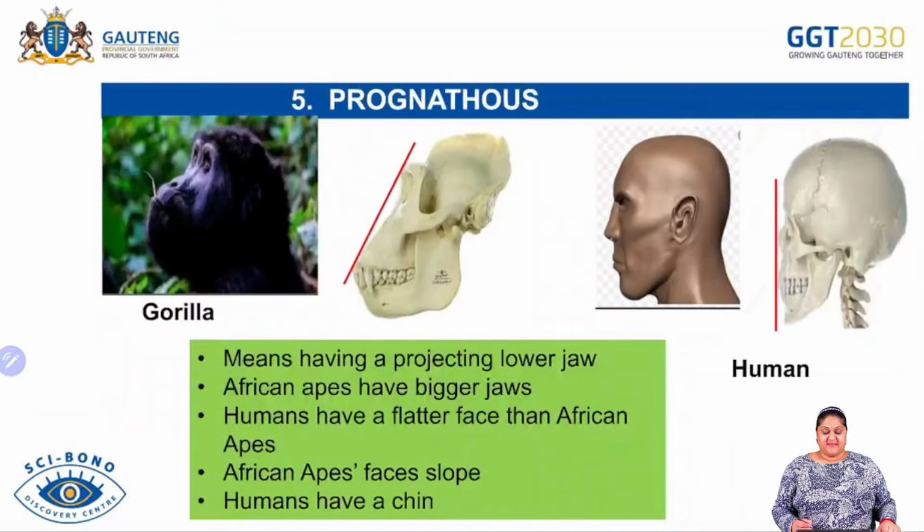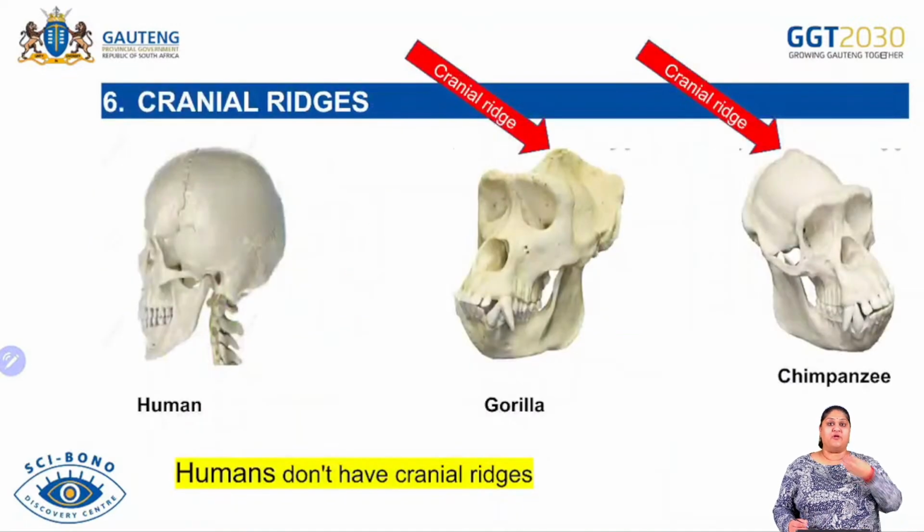Then we have the prognathus. It means the projecting jaw, as I mentioned before. African apes have bigger jaws, and humans have a flatter face. You can show this. You can see the slope there. You can see the slopes and the differences between them. The African apes have the sloping face, and it's the prognathus jaw, and you can also see that the cranium is sloped backwards. The forehead is sloped backwards. That's what also gives this whole sloping face. Whereas in humans, the forehead is here in front. We don't have the prognathus, so we have a flat face. And humans also have a chin, whereas apes don't.